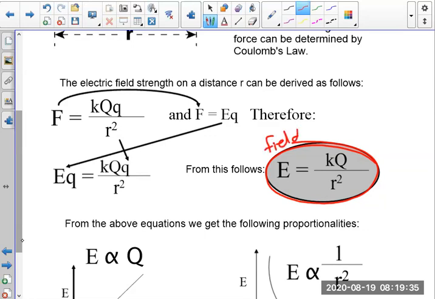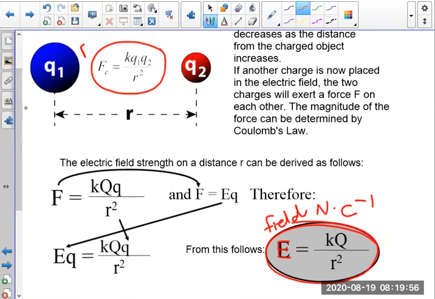So the clue word for capital letter E is electric field, measured in newtons per coulomb. If we look at force, the clue word is force, and force is measured in newtons. So please remember to look for the clue word, because you can swap these two formulas. If they ask you to work out the field and you use the wrong formula, or they ask you to work out the force and you use the wrong formula, that is a mistake. So make sure that you know the difference.